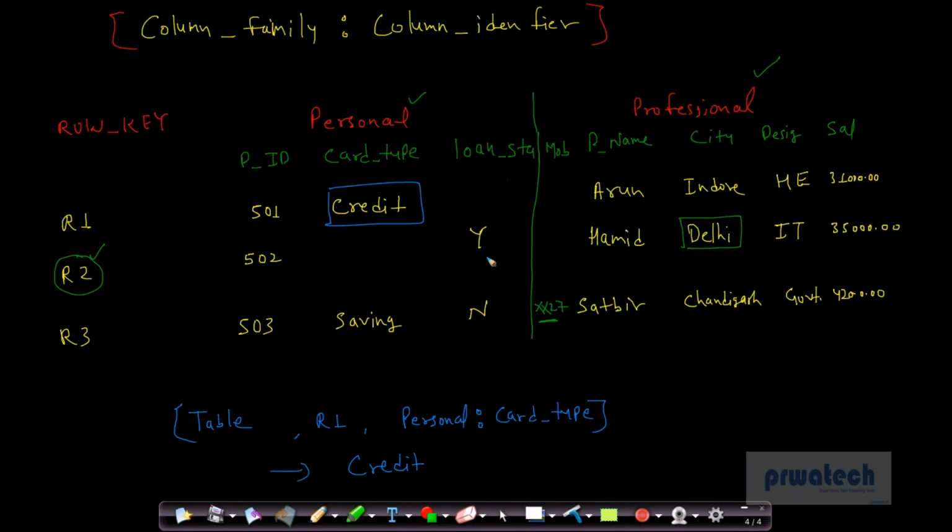It's not checking the other column identifiers. This is how NoSQL or HBase is fast. Now let's do this practically. In the HBase shell you won't be able to see this graph. This is just for your understanding. In HBase you will see all this result in a single format. We'll see that.